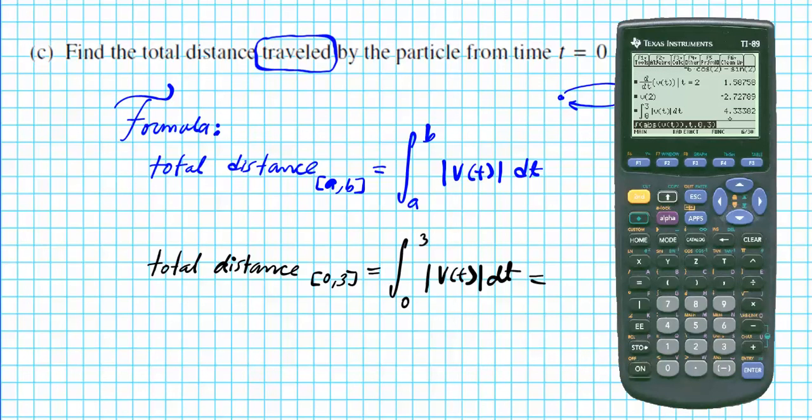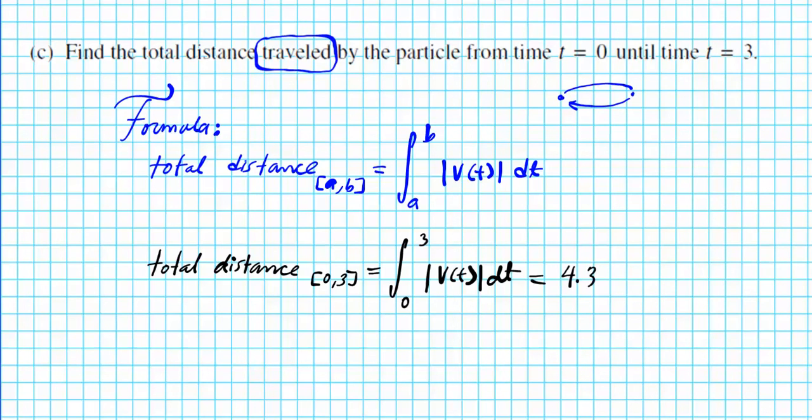Anyway, so this is your answer, 4.3338. 4 decimal places, please. So 4.3338. That's the total distance traveled from 0 to 3 seconds.